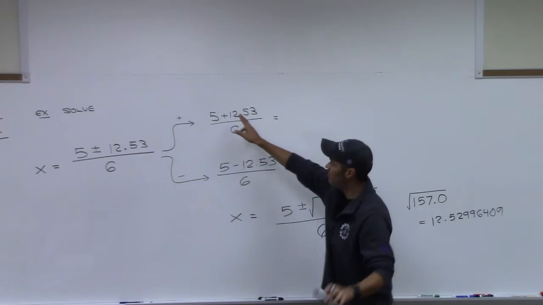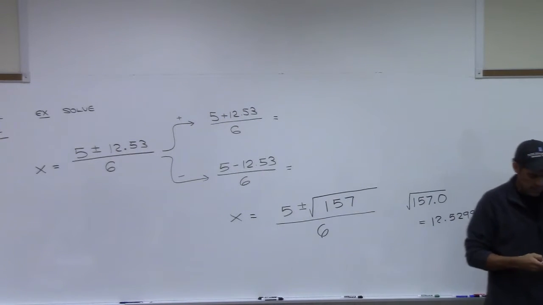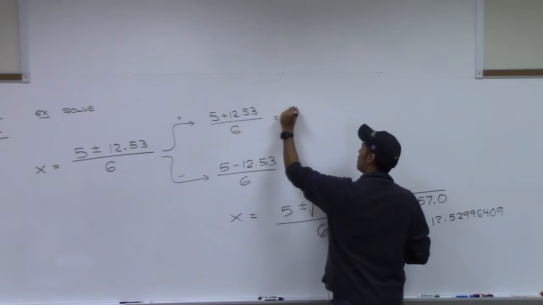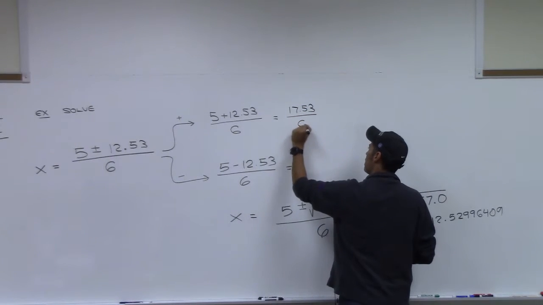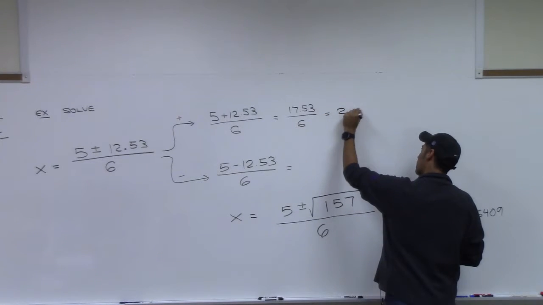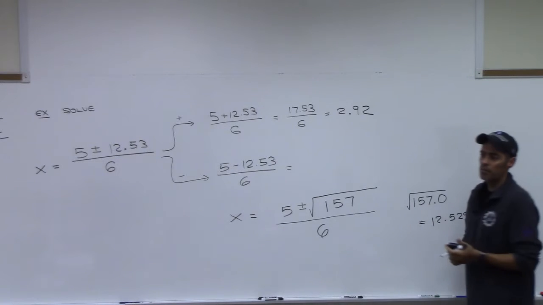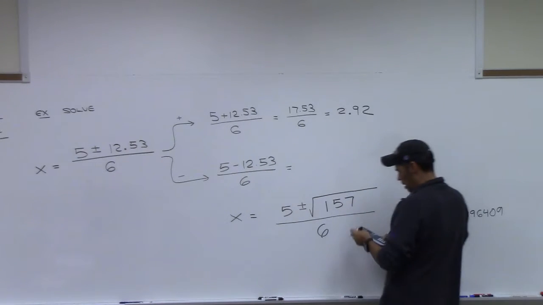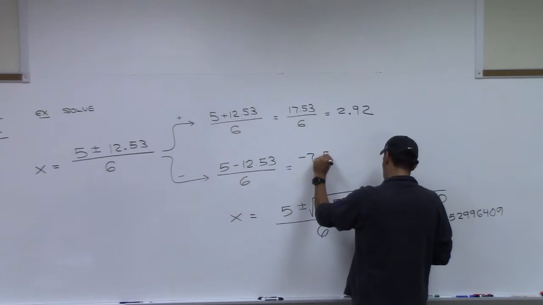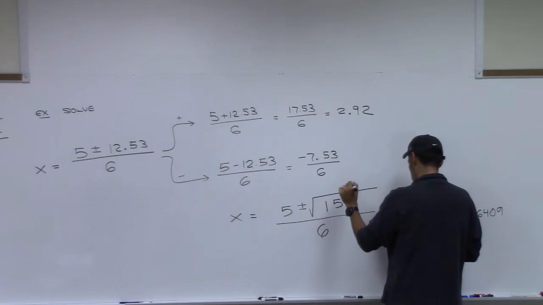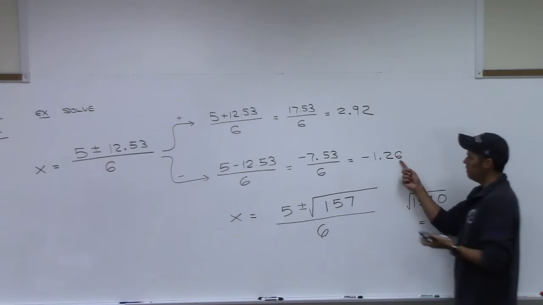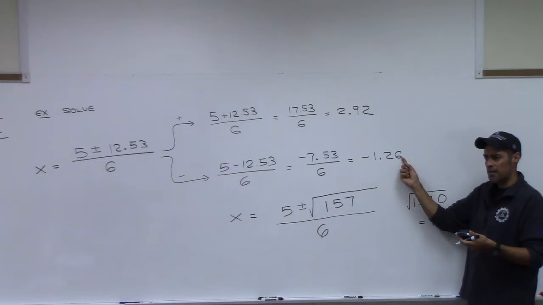Okay, so we have to do this. What's up in that numerator first? Right? So you should be getting 17.53 and then divide that by 6, getting about 2.92. And then you do this one, right? You should be getting negative 7.53 on top and divide that by 6. And you should be getting about negative 1.26. I'm rounding that. It was really 255, but I rounded that second decimal up to 6.